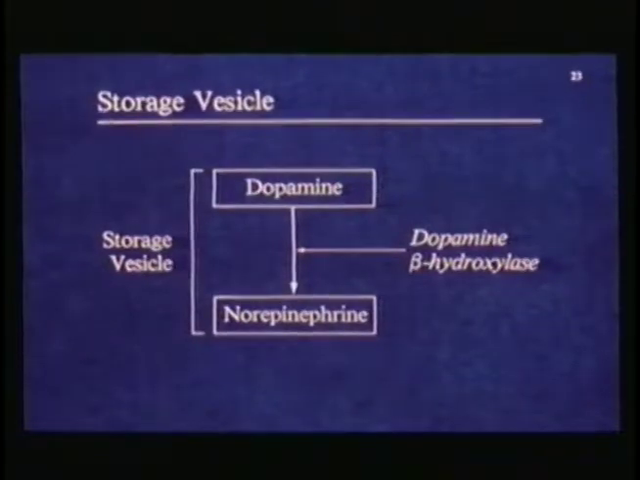23. Dopamine synthesized in the neuroplasm is brought into the storage vesicles by an active process. An enzyme present in the vesicle, dopamine beta hydroxylase, then converts dopamine into norepinephrine.